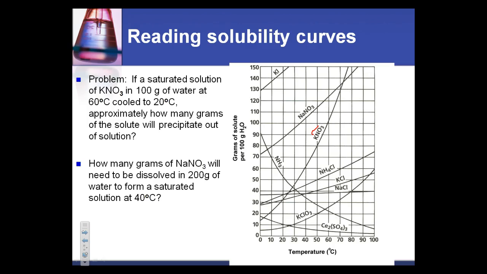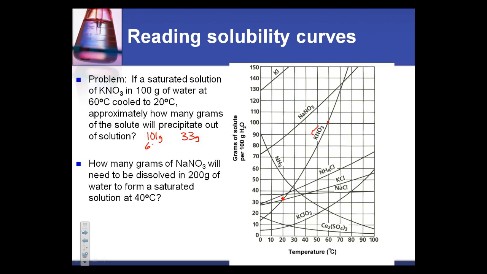All right, at 60 degrees C, I go up, and I would say that my solubility looks like it's a little over 100. So maybe 101 grams will dissolve in 100 grams of water. Now I'm going to cool that down to 20 degrees C. At 20 degrees C, potassium nitrate is going to be about right there. So let's say maybe 33?